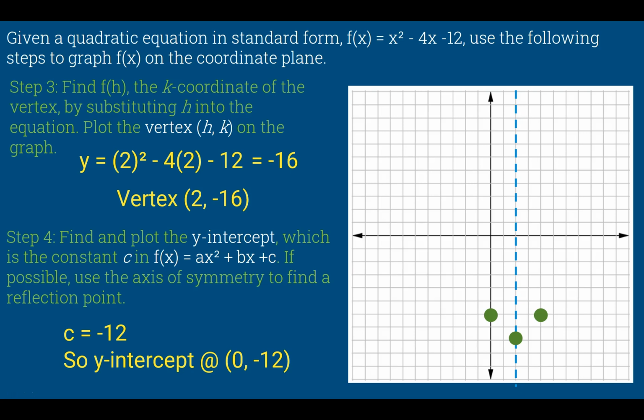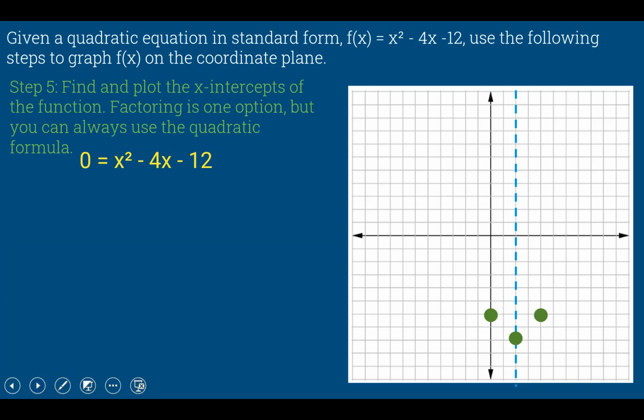Okay, so what do you think is next? Look at your I can statement today. Have we graphed it by the vertex? Yeah, I got my vertex. Do I have my y-intercept? Sure. What am I missing? Our x-intercepts. So step 5 is find my x. To get our x-intercepts, we are going to have to factor. That's how we solve for x, right? We're going to factor. How did you get 4 and negative 12? How did I get 4 and negative 12?